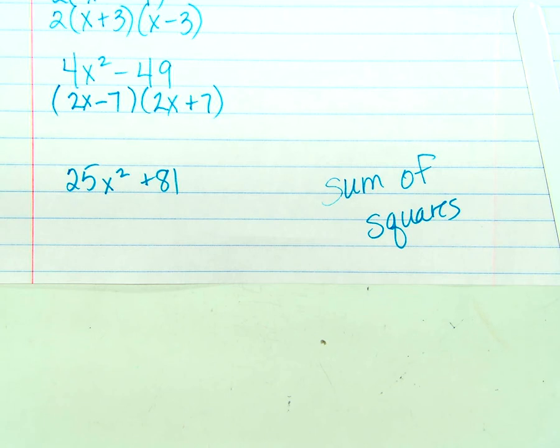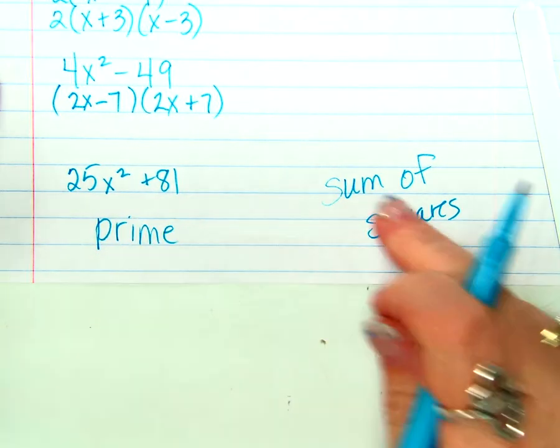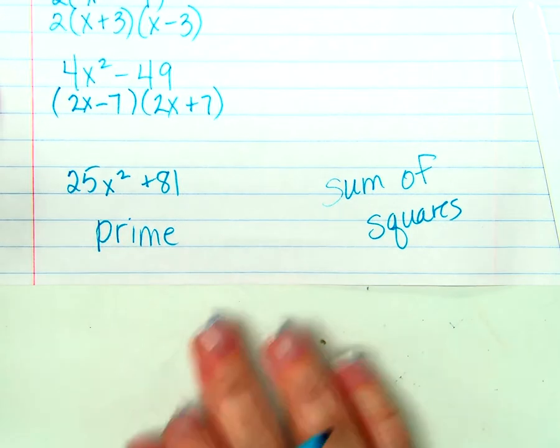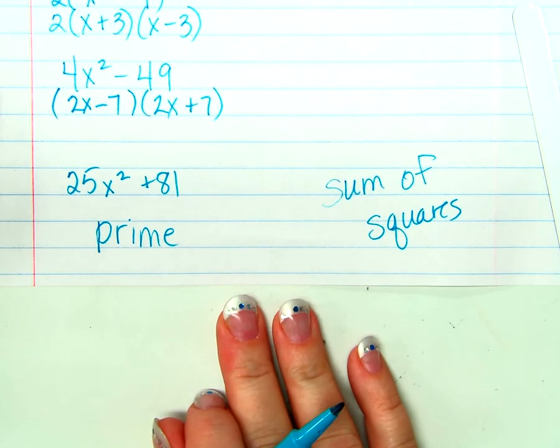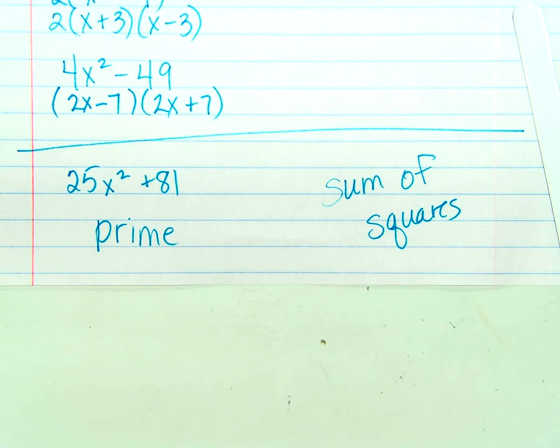What is a number called if it can't be factored? Like 3 or 7 or 11. They're prime. The sum of squares is prime. It cannot be factored any farther than it already is. Okay? Any questions about that?